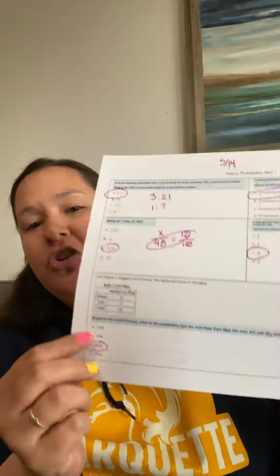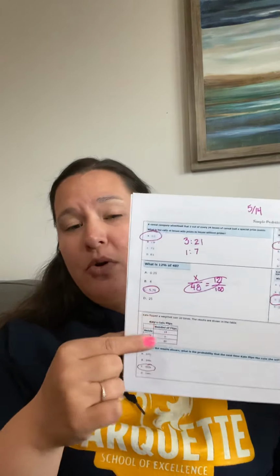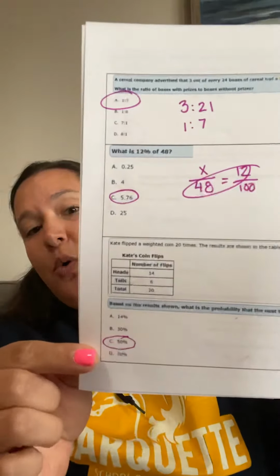Last one on the page, based on the results shown, what is the probability that the next time Kate flips a coin, she will flip heads? Now this one's tricky because they give you this table, but you actually don't need to use it in order to answer the question. Every time you flip a coin, it's always going to be 50%. So they're trying to throw you off by showing you this data up here, but it's always going to be 50%.